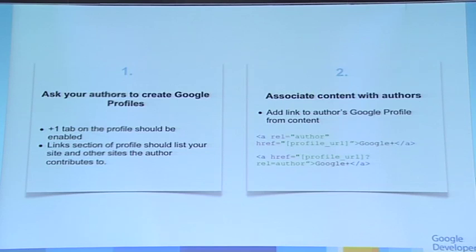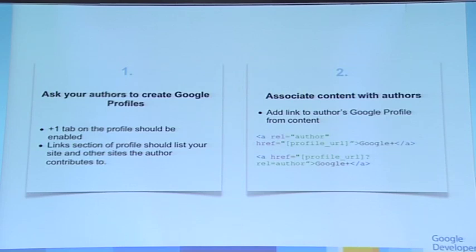So how do you do this yourself? Well, that's easy. Create a Google Plus profile. Enable the +1 tab so people can see your +1s. Then in your link section, you point to the sites that you write for. So if you write for, I don't know, The Guardian or TechCrunch or something like that, you point to their website and you say, I write for this site. And then when articles turn up on that site, they point back to your profile.